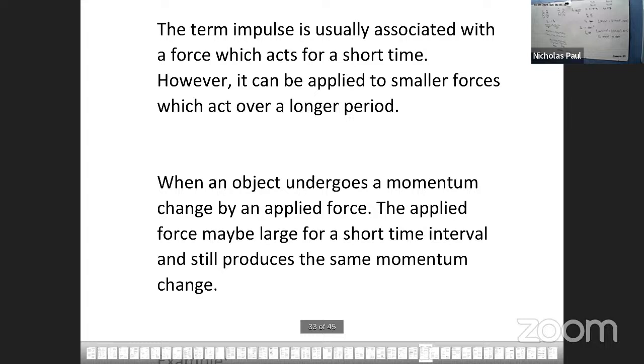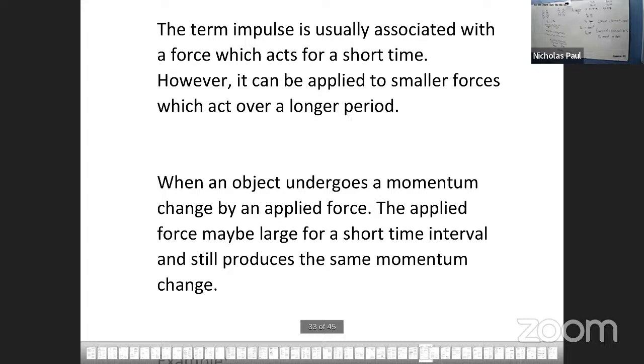All right, the term impulse is usually associated with a force which acts for a short time. Just remember this in all our examples. Impulse is equal to force by time. Normally it's associated with a large force acting for a short time, or the other way around, a small force acting for a long time. However, it can be applied for smaller forces which act for a long time.